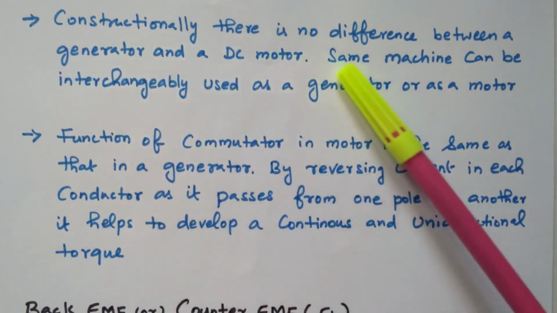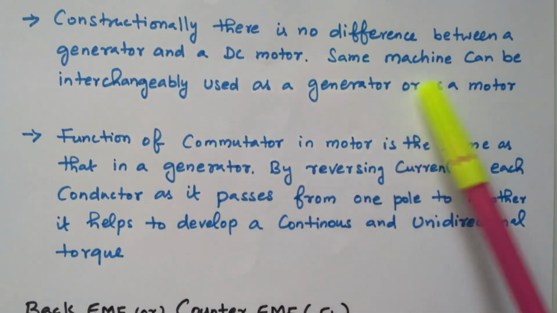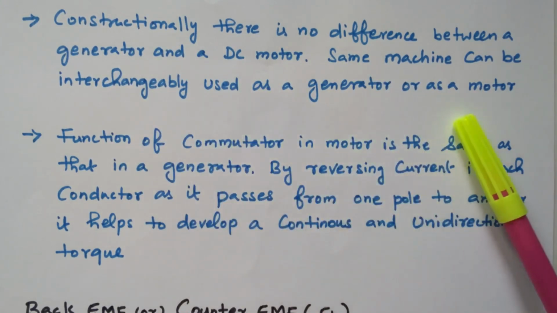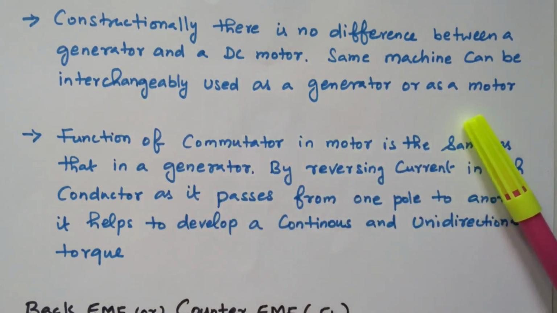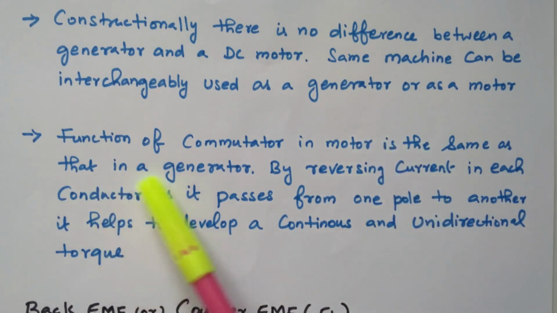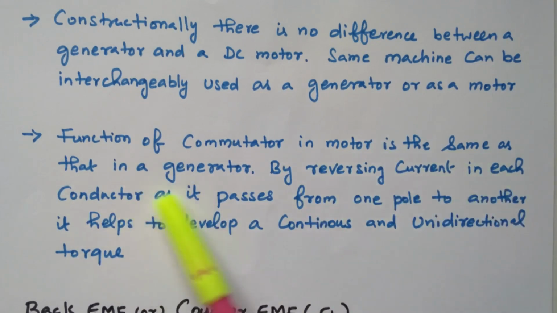Conceptually, there is no difference between the generator and motor, I already told. The same machine can be interchangeably used as a generator or a motor, right. Motor means electrical energy is given as an input; generator means mechanical energy is given as an input and electrical energy is taken as an output. So the function of the commutator in a motor is the same as in the generator.